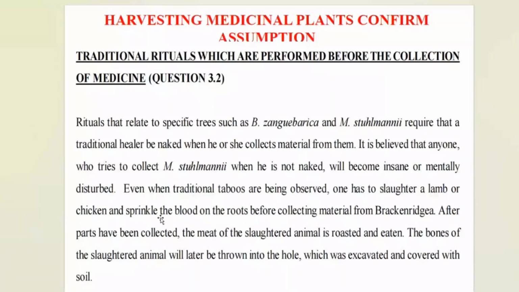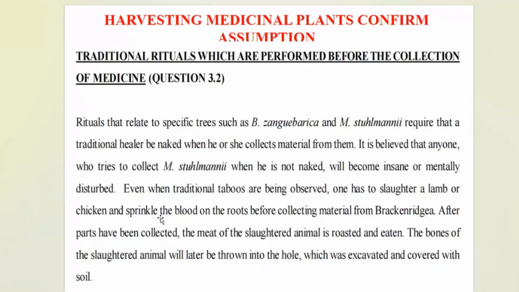The bones of such slaughtered animal will later be thrown into the hole, which was excavated and covered with soil. You see now? This is how traditional leaders, the Bavenda, interacted with the natural environment. They dug the soil. They collected the medicinal plants. They collected the bark or the roots of Mutabatsindi. So they were going to use it for medicine. But there were prescriptions, rituals that have to be followed so that the medicine will be useful, or they will not become insane, or they will not be disturbed mentally.